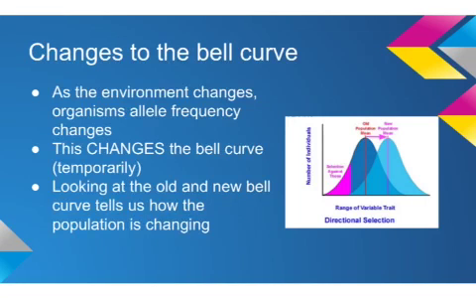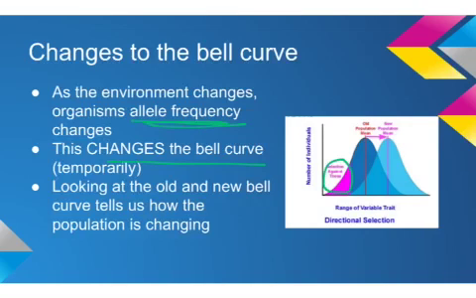So whenever we see a change to the bell curve, this typically can be a representation of the environment changing and the allele frequency within that population changing as well. And this is going to temporarily alter or change the bell curve distribution that we see. So if we look at the old and new bell curve, that can tell us how the population is exactly changing. So what you see here is maybe there was an environmental event with selection against some trait.